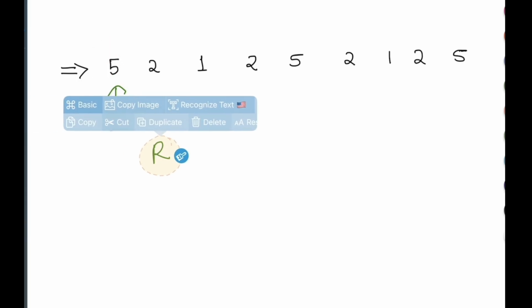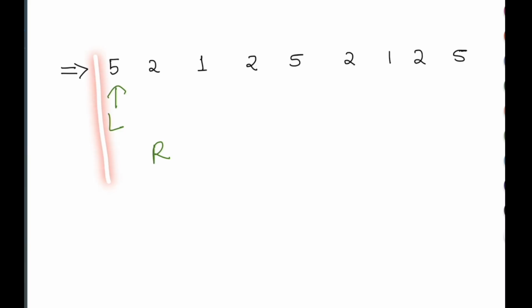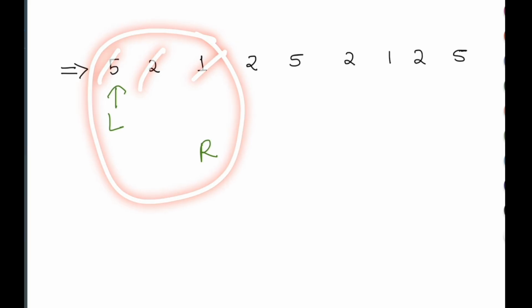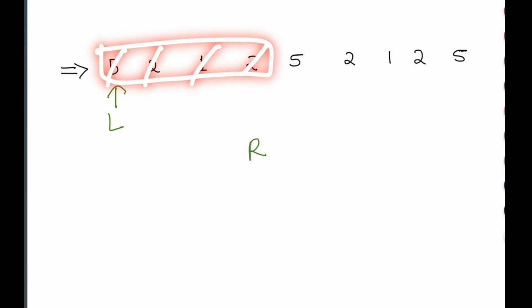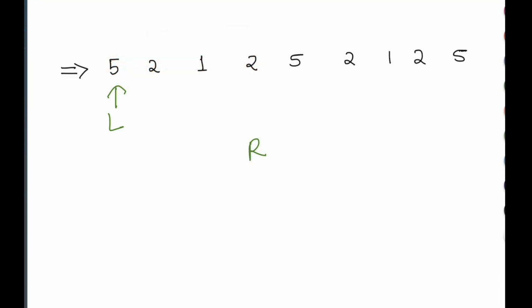Then we move our right pointer here and we say that our subarray is now from 5 to 2, which is fine. Then we again move our right pointer and we say, okay, now our subarray is 5 to 1, which is fine. The sum is 8 as of now. Now we again move our right pointer and we say the sum is 5 plus 2 plus 1 plus 2. But the problem is, before we actually calculate the sum, we got a repeating element, right? The element is 2.